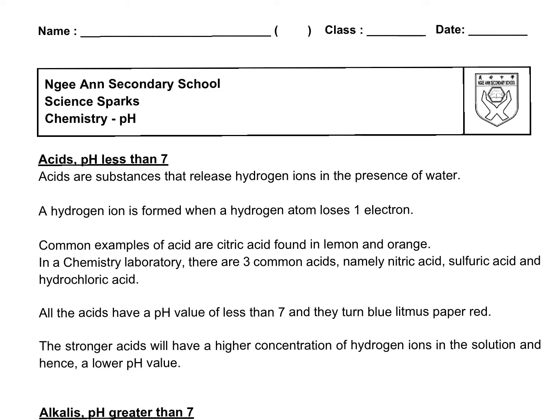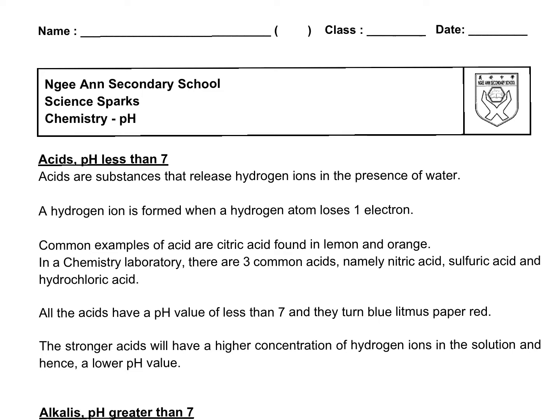So the common examples of acids are citric acid, for example. It can be found in lemon, orange, the fruits that you eat. There's also the malic acid that can be found in apples. Now in a chemistry lab, there are 3 common acids. One is nitric acid, the acid that you use when you test for anions in qualitative analysis. The other ones are sulfuric acid and hydrochloric acid.